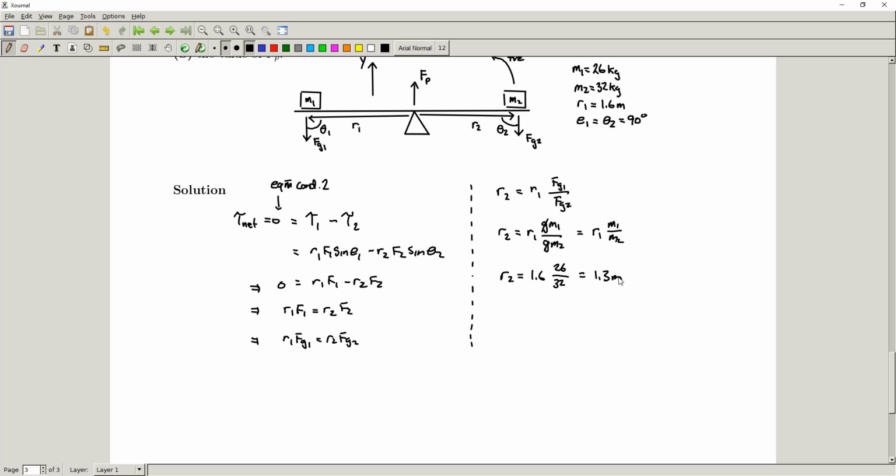Does this match our intuition? Well, it kind of does, right? If you think about sitting on a seesaw and you're heavier than the person that you're sitting with, then you need to sit closer to that point where the seesaw rotates around so that the whole system stays in equilibrium, right? So that's good. Whenever we can do a sort of sanity check versus our intuition, it's always a good idea. And in this case, it checks out. And so this was the answer to part A.